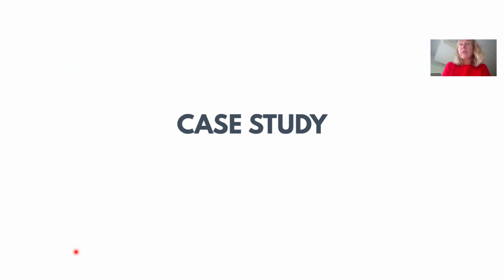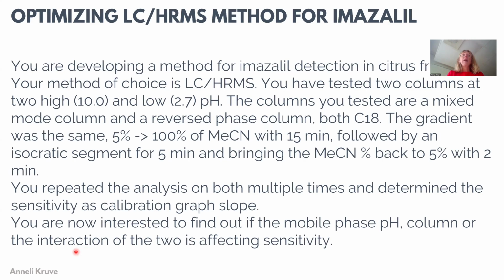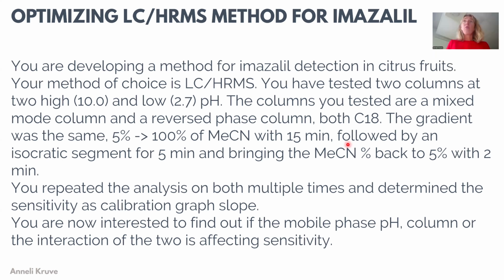And let's look now at the small case study where we have a development of a liquid chromatography method for detection of imazalil, the pesticide that is widely used in fruits and vegetables, especially citrus ones. And we are using mass spectrometric detection. We use 2 columns, and both have been tested on the high pH and on the low pH.